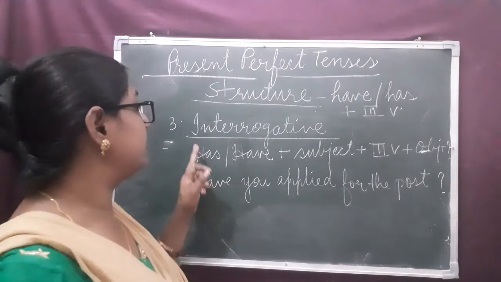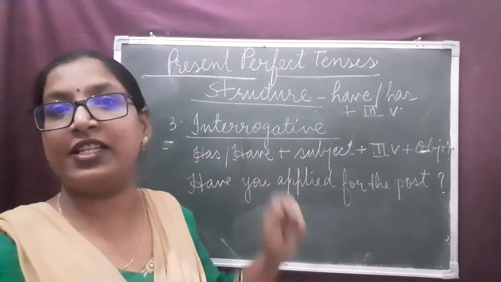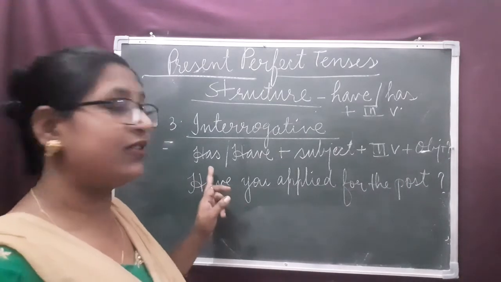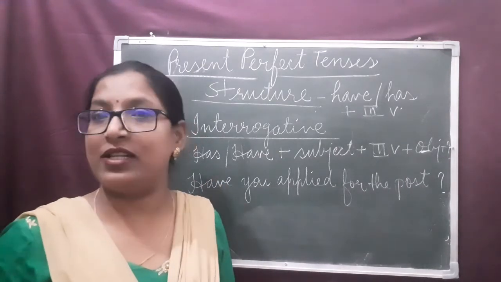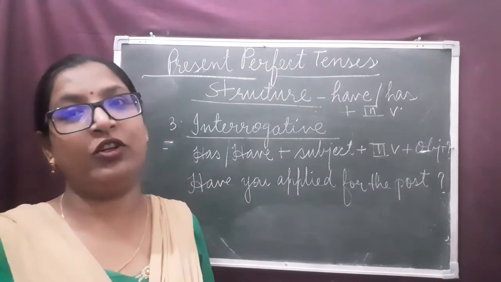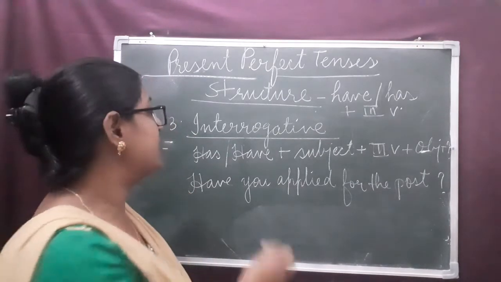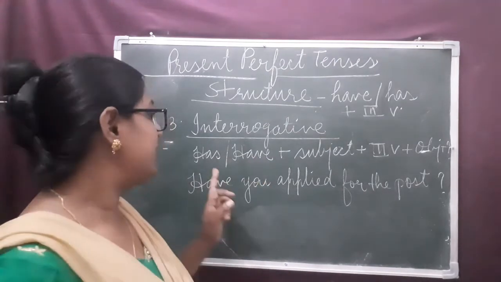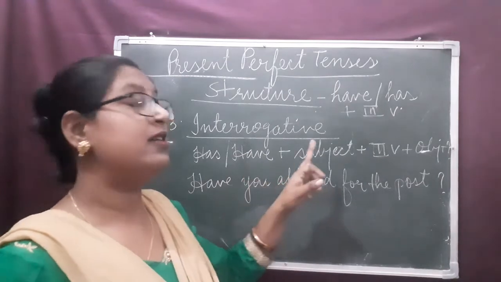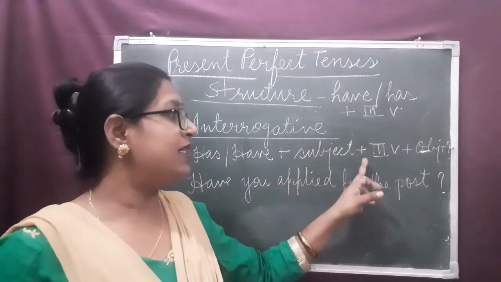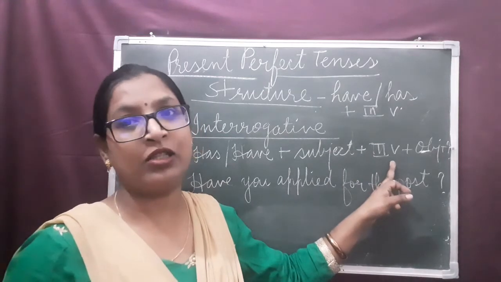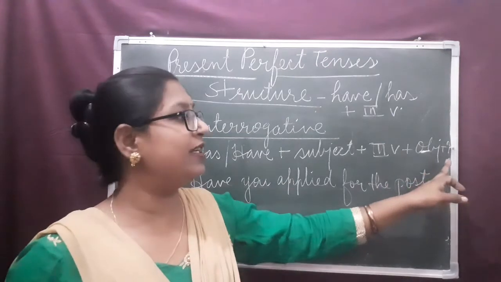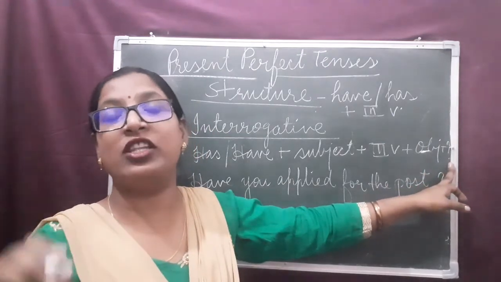Now, look at the third kind of sentence, that is interrogative sentence. Let's see the structure. In interrogative sentence, we use the auxiliary verbs or the helping verbs has or have in the beginning of the sentence. Has or have plus subject plus main verb in its third form, that is the past participle form, plus object or the complement, and at last we put the question mark.